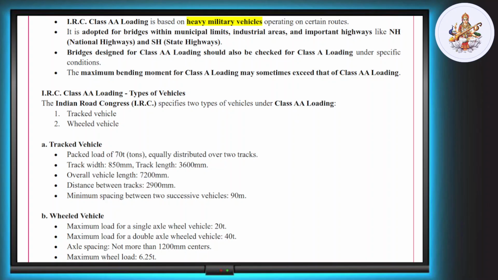A. Tracked vehicle. Total load, 70 tons. Load spread over 2 tracks. Track width, 850 mm. Track length, 3600 mm. Vehicle length, 7200 mm. Distance between tracks, 2900 mm. Minimum spacing between two such vehicles on a bridge, 90 meters. These are like military tanks or earth movers, very heavy and compact.